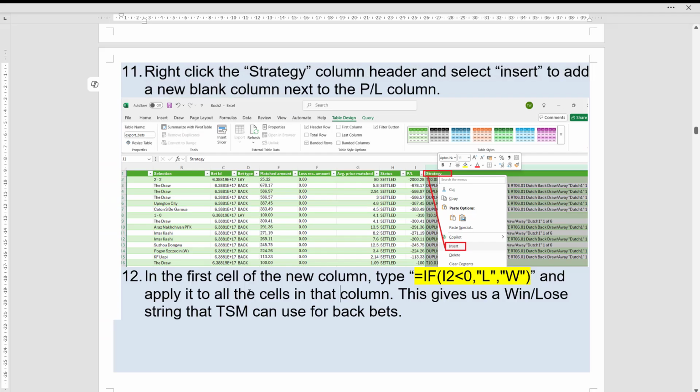Then into this win-lose column, I'm going to type in this function. This is basically an if equation that says if this column on the left here, this profit and loss column, has a number that's smaller than 0, a minus number basically, it's a loser. If not, it's a winner. So if it's less than 0, it's a loser. If it's not that, it must be a winner. So it's going to give it an L or a W. This formula is at the bottom of this video. It's in the video description. You can copy and paste from there.